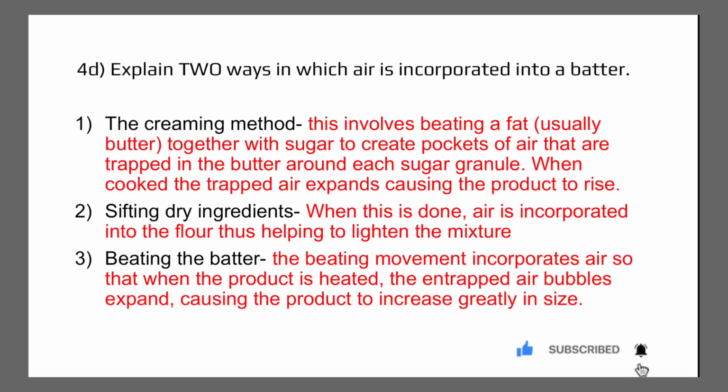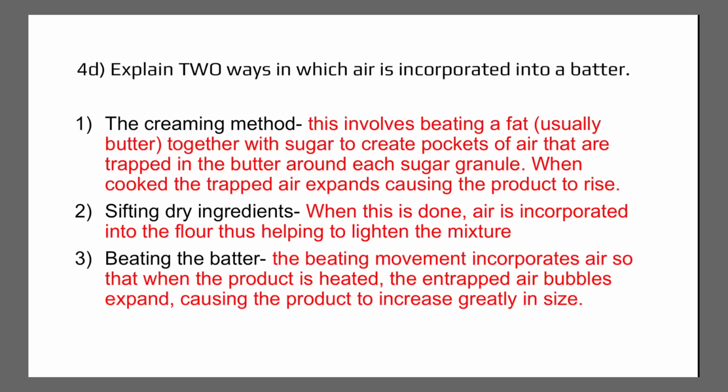Last question for question 4, explain 2 ways in which air is incorporated into a batter. So I've given you 3 ways here. You would of course select 2, or if you have any others, you may add to it as well. So the first one is by using the creaming method. And if you've ever baked cakes or any form of baked product using the creaming method, you'd already know what this is. So it involves beating a fat, usually butter, together with sugar to create pockets of air that are trapped in the butter around each sugar granule. When cooked, the trapped air expands, causing the product to rise.